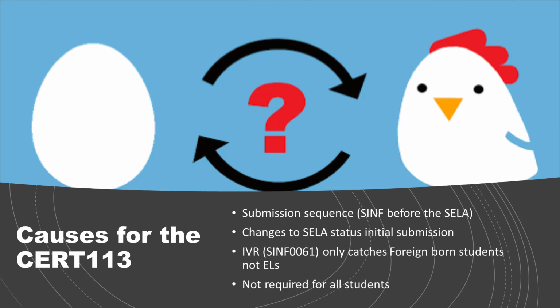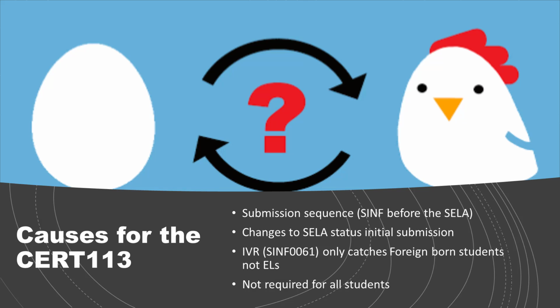So as we mentioned, this data element, the initial U.S. school enrollment, is also required for foreign-born students, but because the birth country is also in the student information file, IVR, the CINF 0061, will catch it if it's not populated, right? Because you're saying the student's born outside of the country and you don't have the initial U.S. school enrollment populated, we're not going to accept this record. Well, we don't have that for ELs because that's in a different file. Again, at the time that you submit the student information file, their EL status may not be determined in CALPADS yet. And then the last one is it's not required for all students.